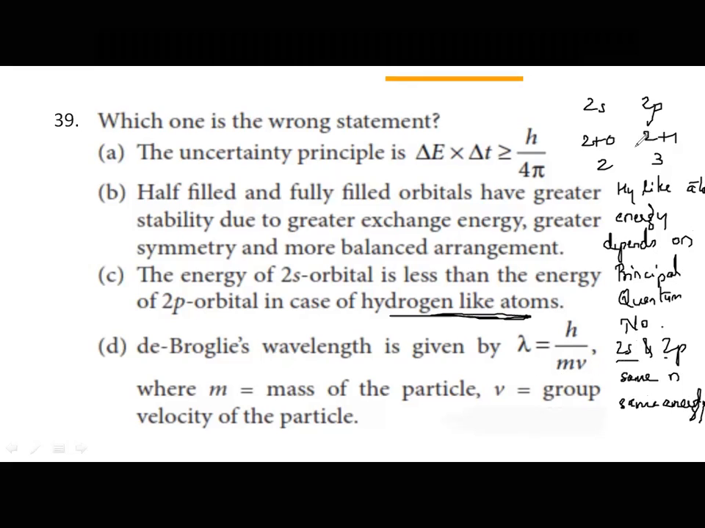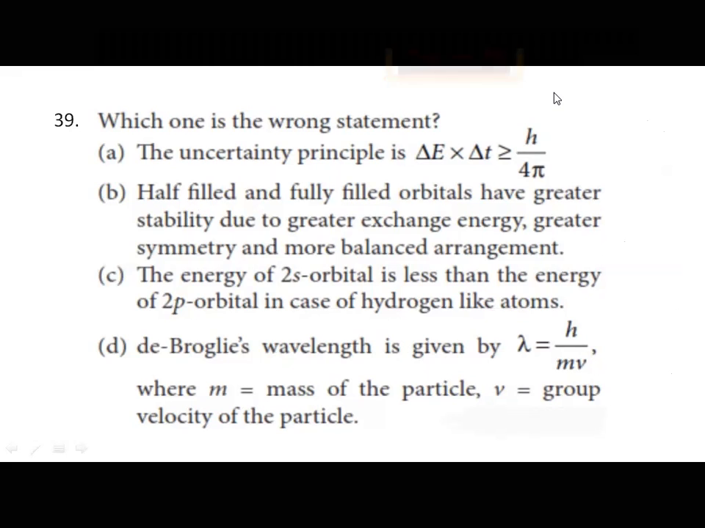Understanding? So I cannot say that based on the n plus l rule, 2s is having lower energy than 2p in case of hydrogen-like atoms. No, in case of hydrogen and hydrogen-like atoms, energy depends on the principal quantum number. If the principal quantum number is the same, then energy is also the same. De Broglie wavelength is given by lambda is equal to h upon mv, where m is mass, v is velocity of the particle. Yes, that is correct. So this is the wrong statement. Please remember this: for hydrogen and hydrogen-like atoms, energy depends on the principal quantum number. So 2s and 2p have the same principal quantum number. Therefore, they will have equal energy.